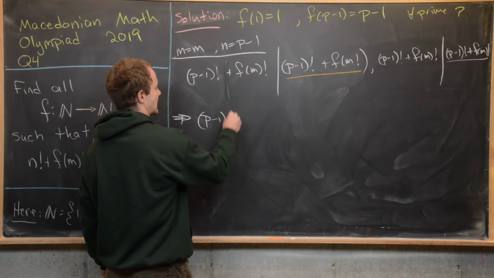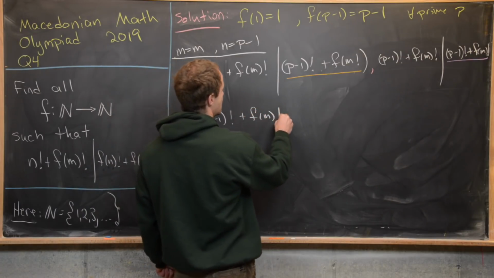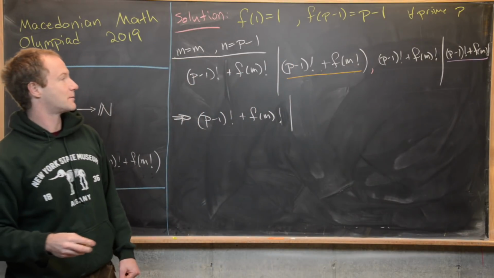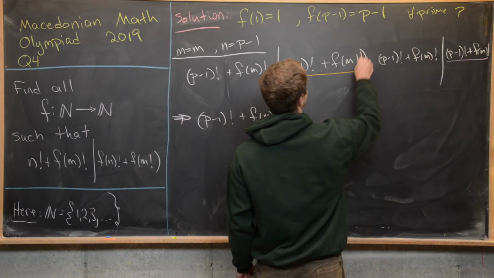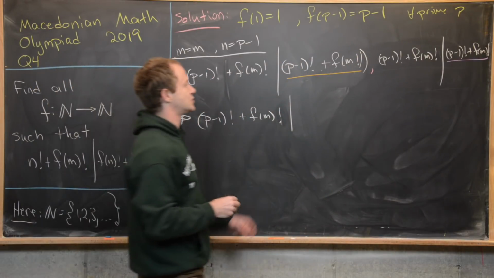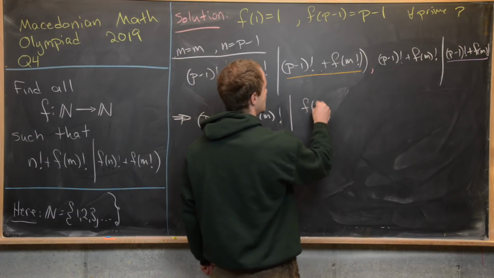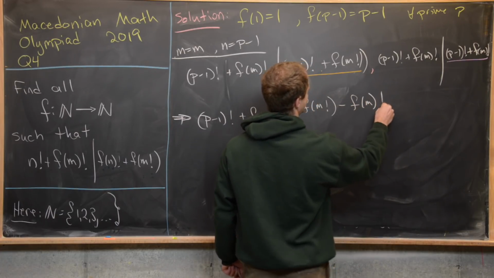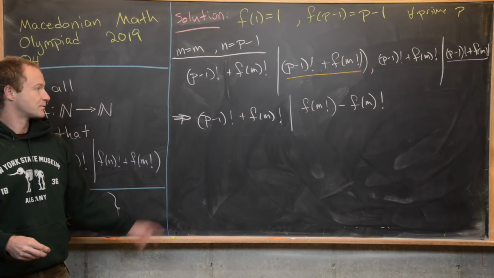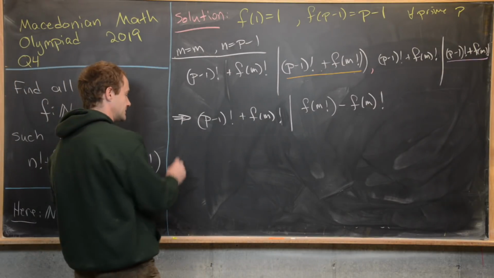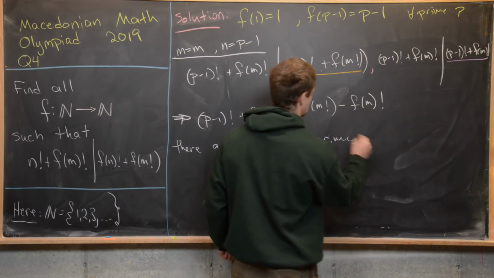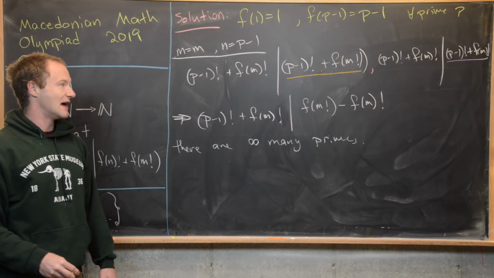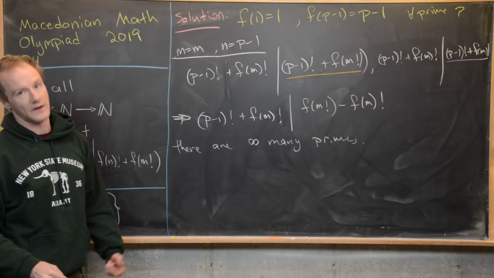So we've got (p−1)! + f(m)! must divide, so it's going to be orange minus purple. But notice that orange minus purple is going to cancel out the (p−1)!, and we've got f(m)! minus f(m)!, like that. But now there are infinitely many primes, so that's a fact. So that means that there are infinitely many things that divide f(m)! minus f(m)!.